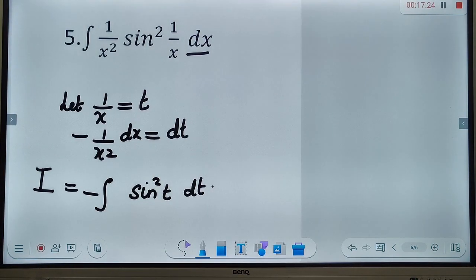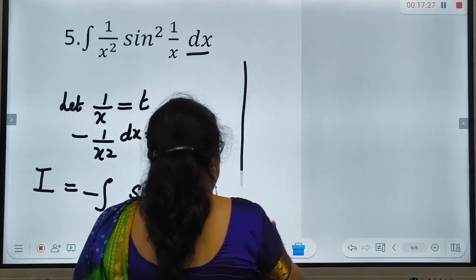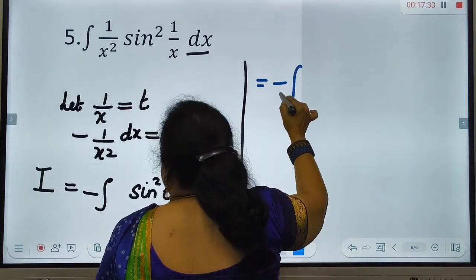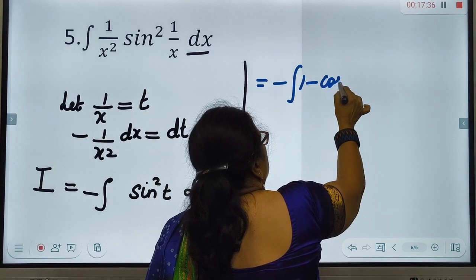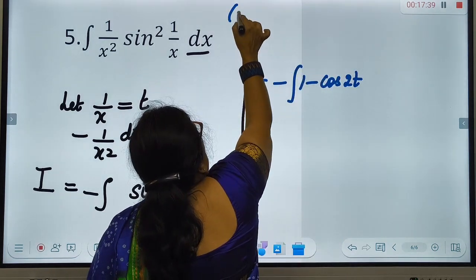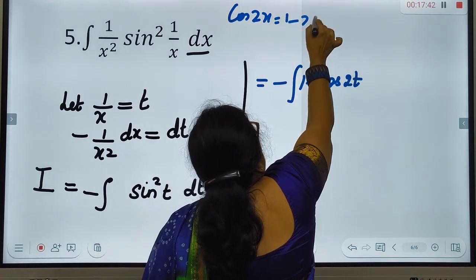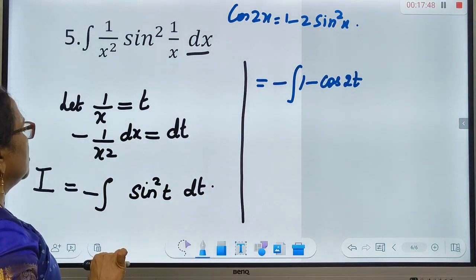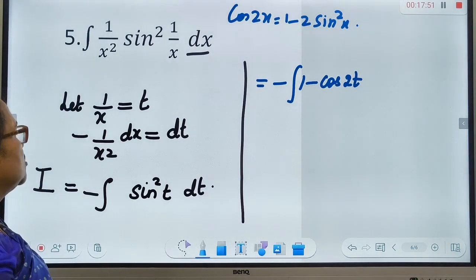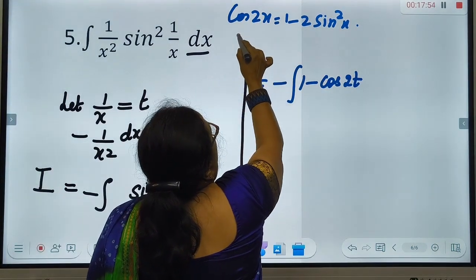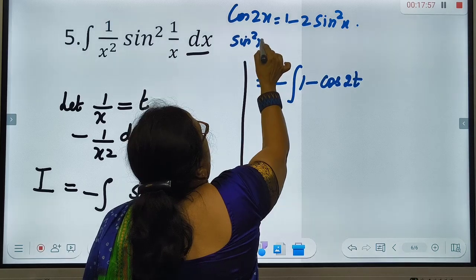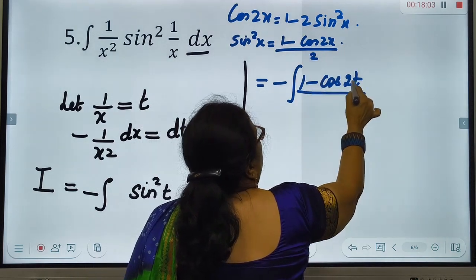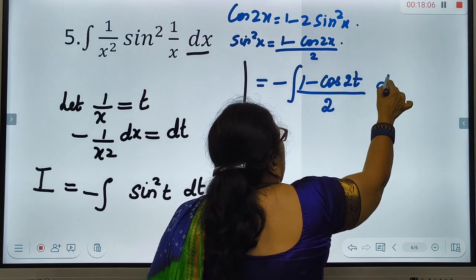Okay. Now how are we going to integrate sine t? So this is minus the integral of sine square t, which is 1 minus cos 2t. Remember the formula for cos 2x is 1 minus 2 sine square x. So 2 sine square x will be 1 minus cos 2x, so sine square x will be 1 minus cos 2x by 2. So here you have t. So 1 minus cos 2t by 2 dt.